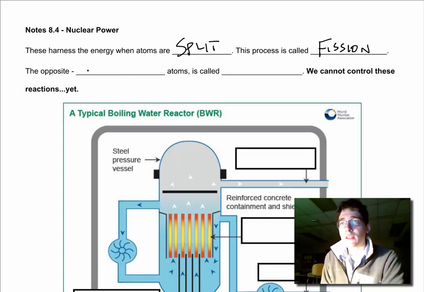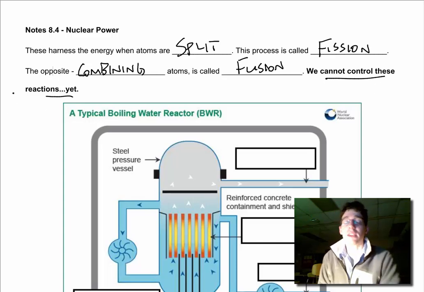The opposite, combining atoms, is called fusion. And we cannot control these yet. And that's a big yet, because there are people working on fusion. The problem with fusion is that it takes a lot of material, and it produces insanely high heat. Fusion happens in the universe. This happens in stars. The sun is a big fusion reaction.